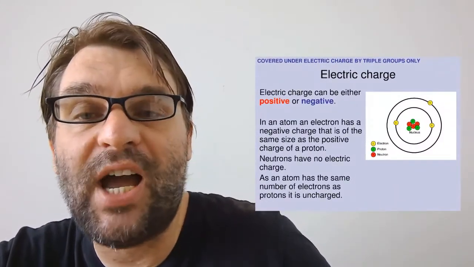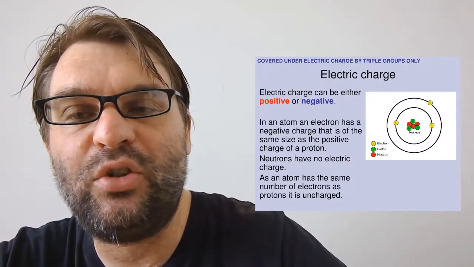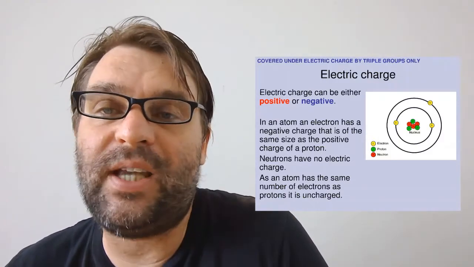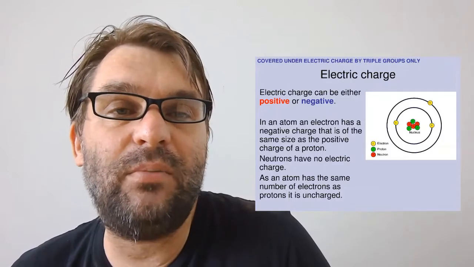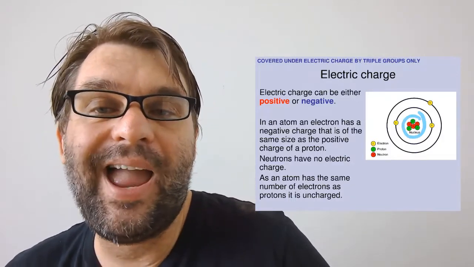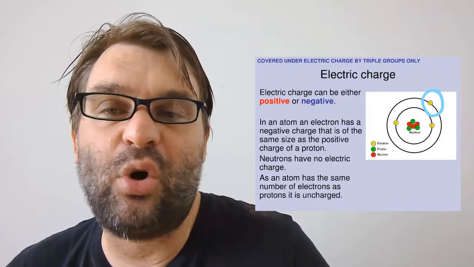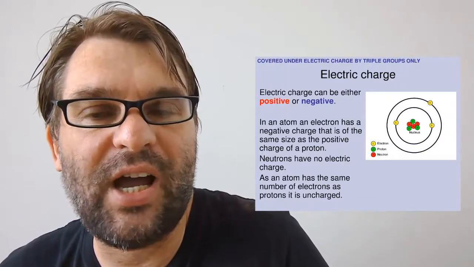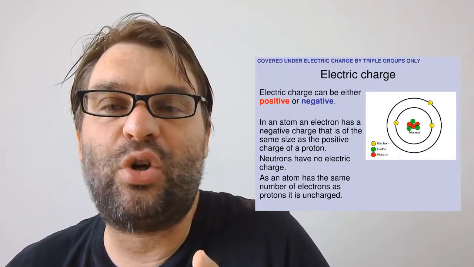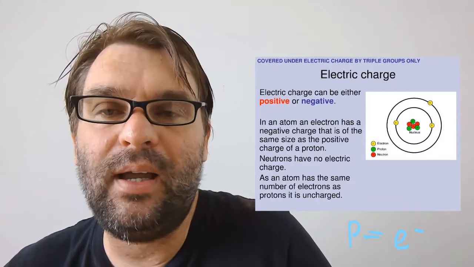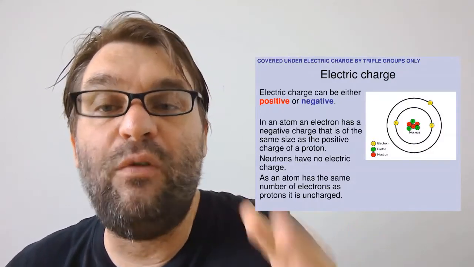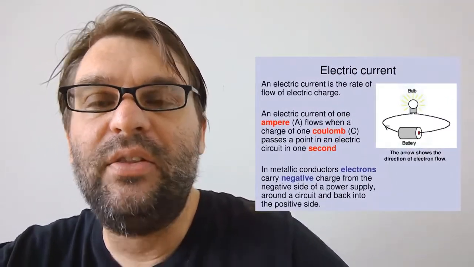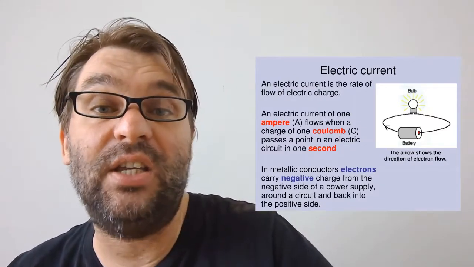In terms of electrical charge, which was covered in the triple award content, electrical charge can either be positive or negative. The reason is that all material is made of atoms, and atoms contain positive protons in the nucleus in the center and negative electrons which orbit that nucleus. The nucleus also contains neutrons which have no electrical charge. Because the number of protons and electrons are the same in an atom, atoms have no overall electric charge. In terms of current, the current is how fast this charge is moving.